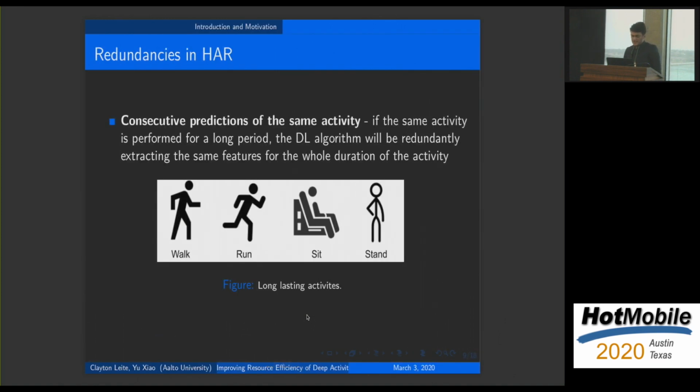Another thing here is that some activities, for example, walking or running, you perform for 10 minutes or even more. When we use deep learning to predict them, we are actually extracting the same features redundantly over and over for the whole duration of the activity. So that is what we are looking at. So we want to see how we can do this.